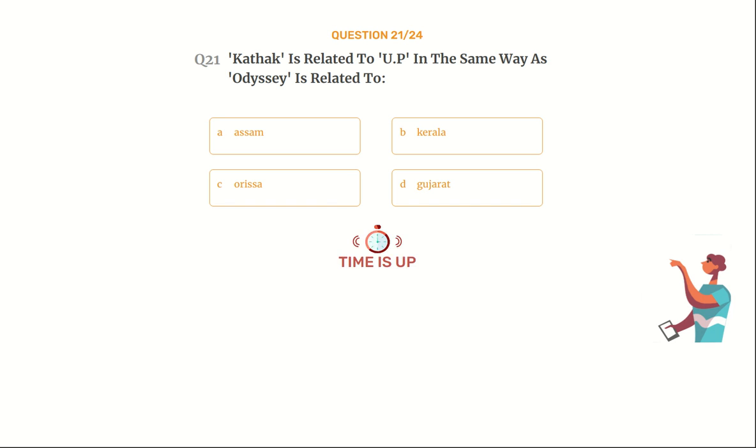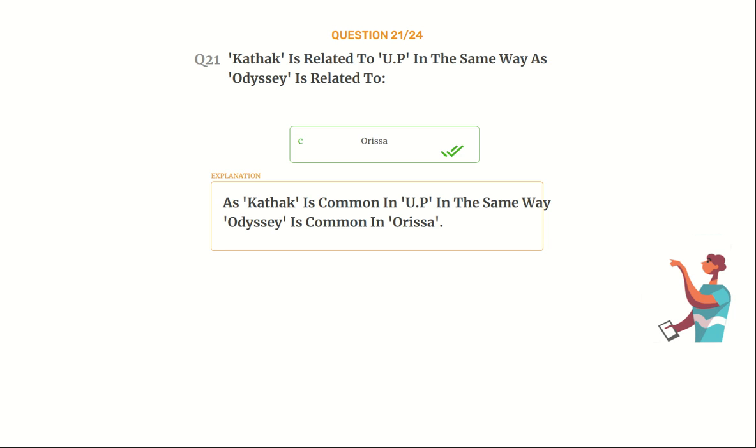The correct answer is option C. Orissa, as Kathak is common in UP, in the same way Odissi is common in Orissa.